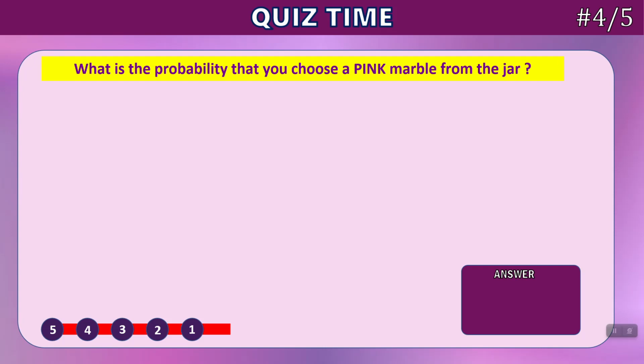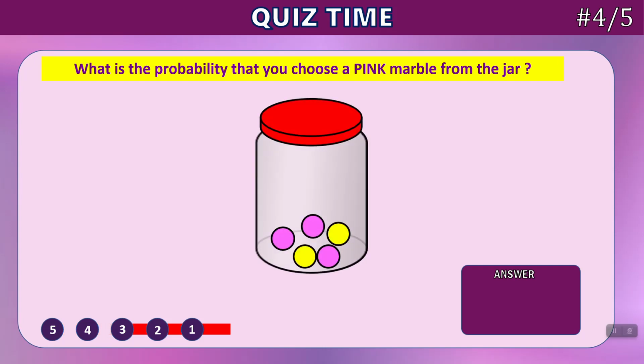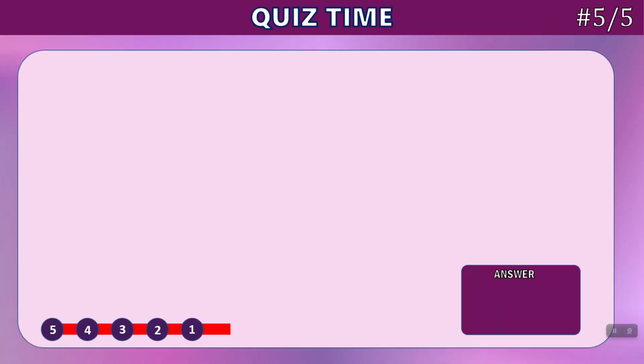Number 4. What is the probability that you will choose a pink marble from the jar below? Time's up. The answer is 3 out of 5, or 60%. Let's count the pink marbles. 1, 2, 3. There are 3 pink marbles. And in total, there are 4, 5 in total. 3 out of 5 gives us 60%.